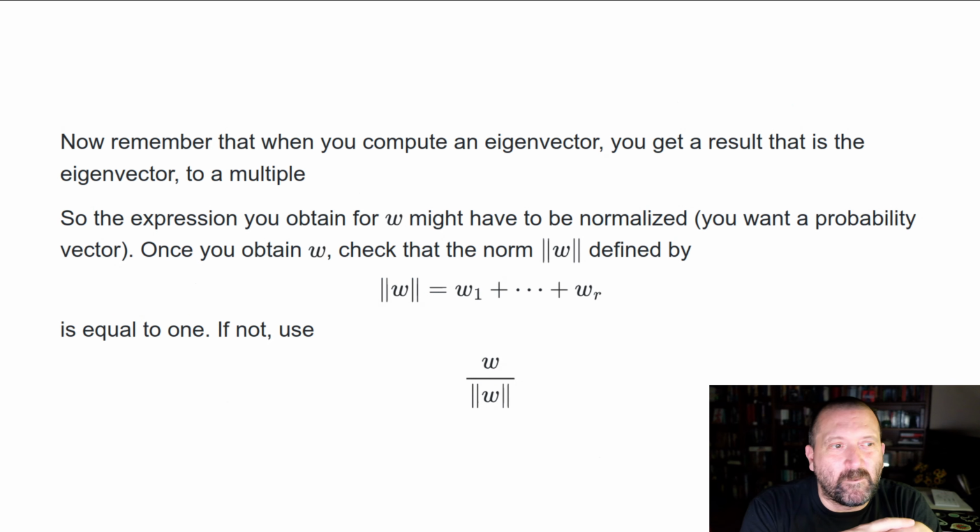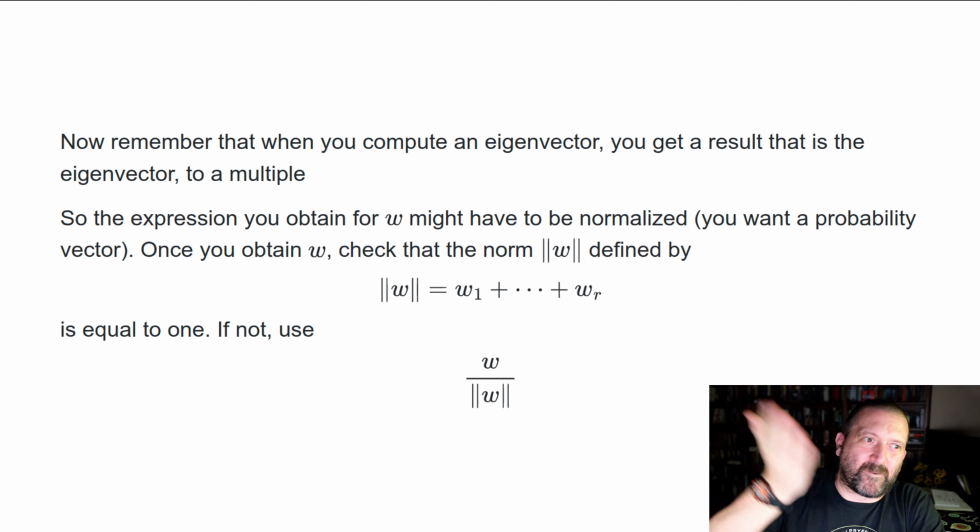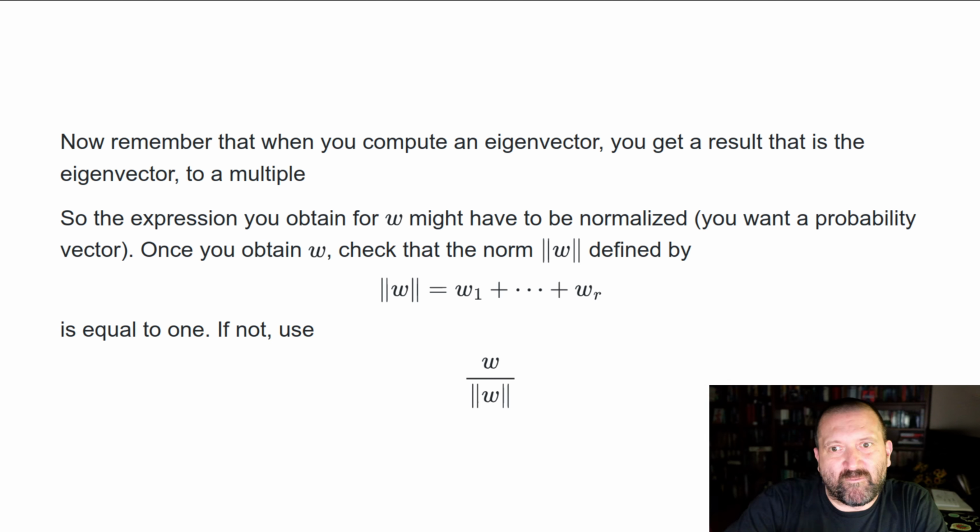Now, there's one little extra step that you might have to do to compute your eigenvector. When you've computed your eigenvector, what you get is a direction, and it might not be a vector of length 1. And here we want a probability vector, okay, so it has to have length 1. So once you've found your W, you divide W by the norm of W, which you take to be just the sum. Okay, and that gives you the normalized probability vector.